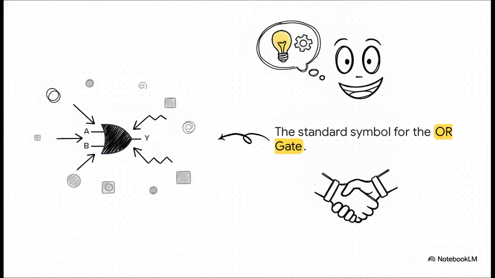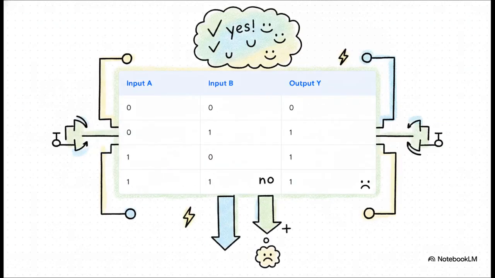Take the standard OR gate, for example. You can kind of think of it as the inclusive, easygoing decision maker of a circuit. It takes two inputs, A and B, and evaluates them into a single output, Y. The logic here is super simple. The output flips to a high state, a 1, if input A or input B or both are active. It only returns a 0 if the entire circuit is dead.